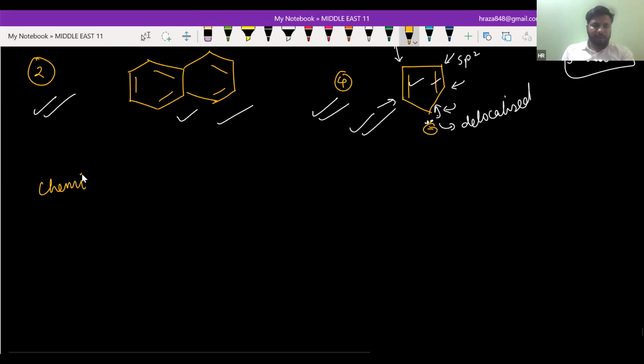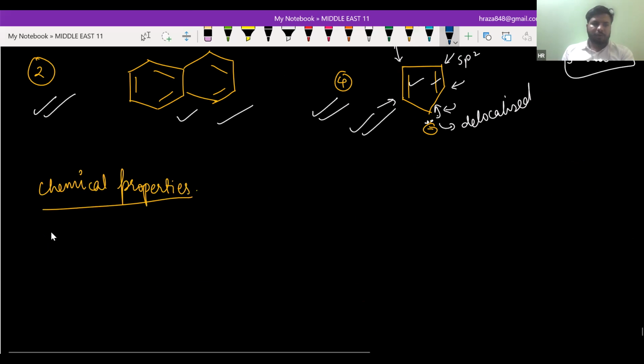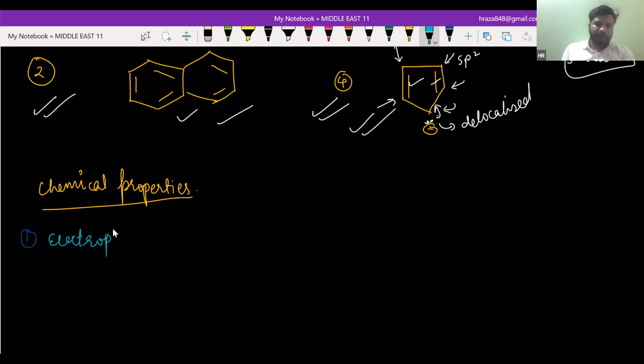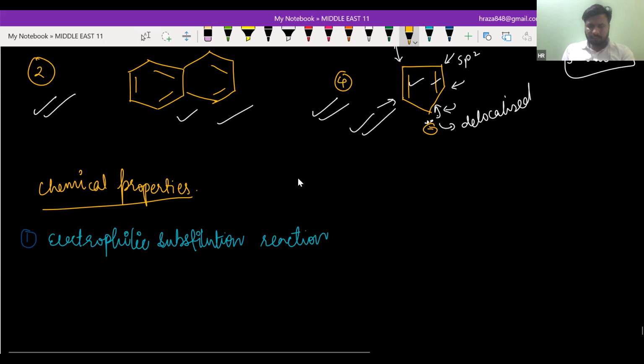Now we are going to do chemical properties of aromatic compound. So here is chemical properties. In chemical properties, first we are going to see electrophilic substitution reaction. Basically, electrophile will be there and there will be substitution reaction. In this, the first part is basically nitration.